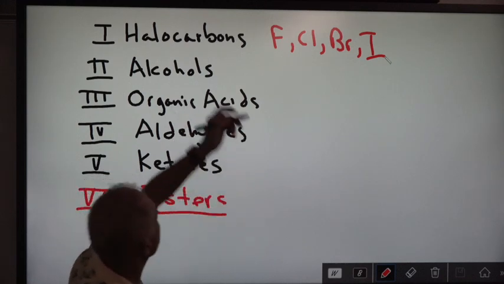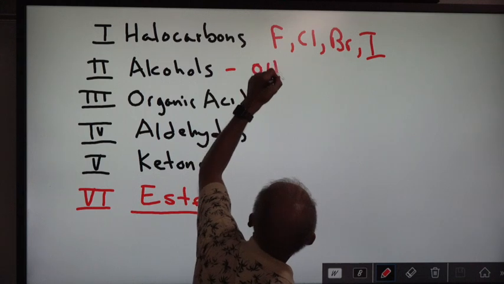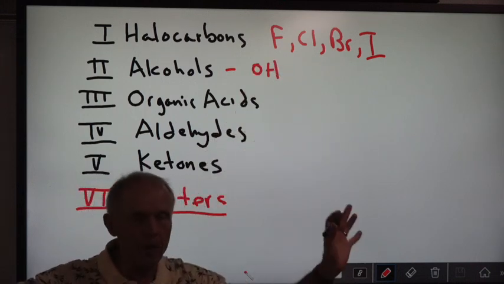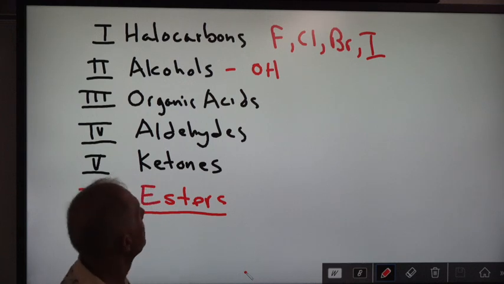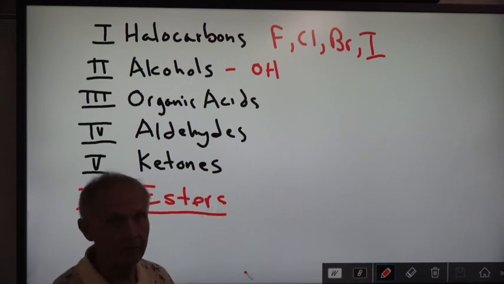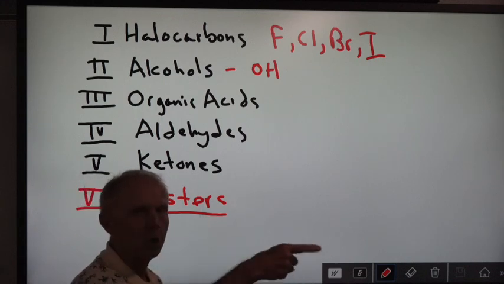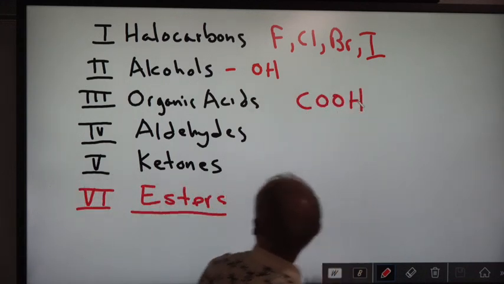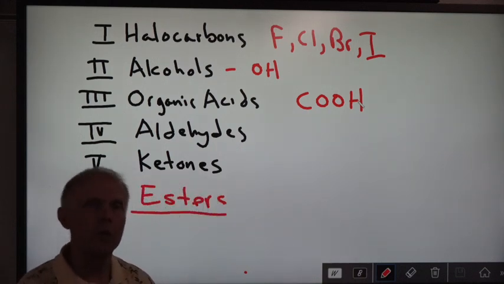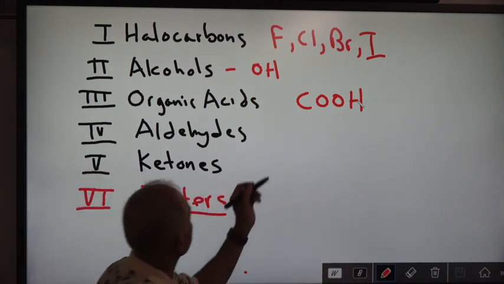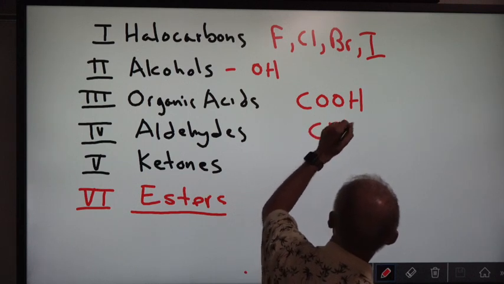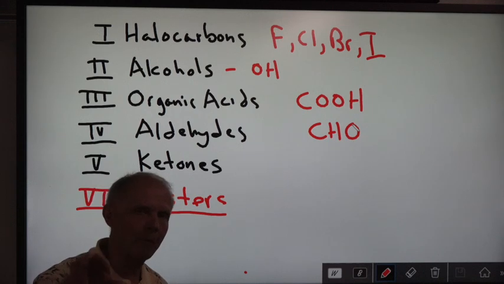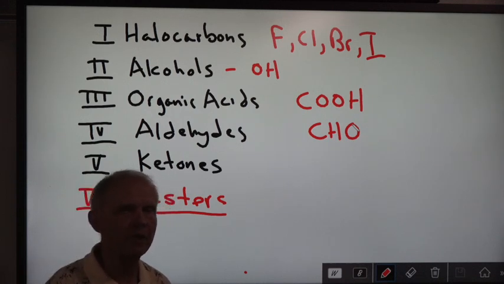For alcohols, you can put the OH, which is called the hydroxy group, anywhere on the carbon chain. But for organic acids, remember, you got to have COOH at the end. For aldehydes, you have to have CHO at the end. For ketones, remember, you got to have a double bonded O off a middle carbon.